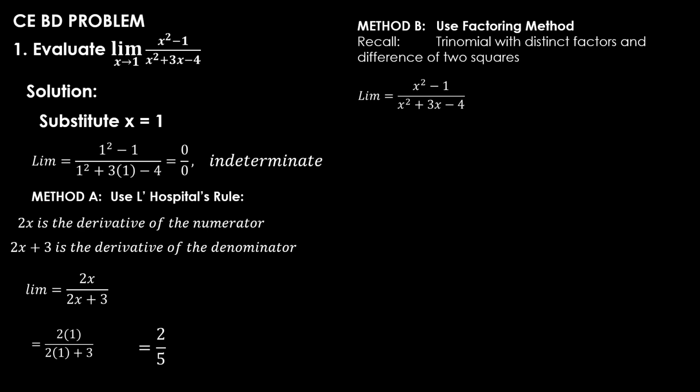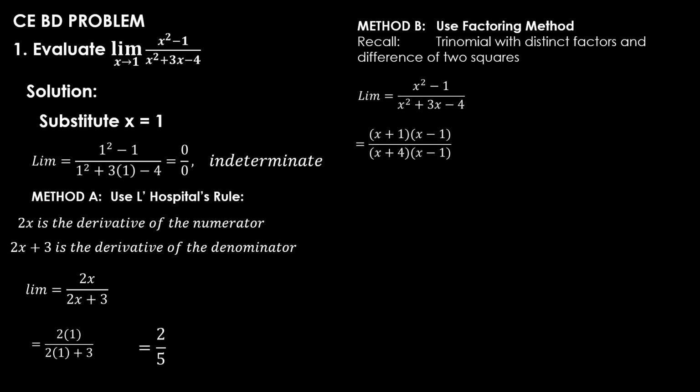Again, this is our problem: the limit of a function x squared minus 1 all over x squared plus 3x minus 4. Since our numerator is factorable by using the difference of two squares, x squared minus 1 is factorable as x plus 1 times x minus 1. Our denominator x squared plus 3x minus 4 is factorable by using the trinomial with distinct factors, so our factors will be x plus 4 times x minus 1 in our denominator. So, here it is now.